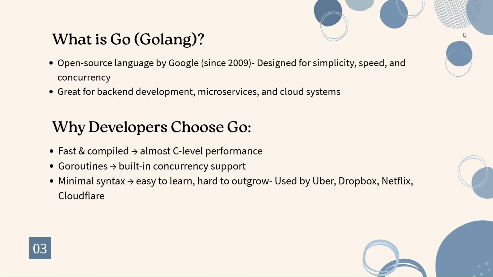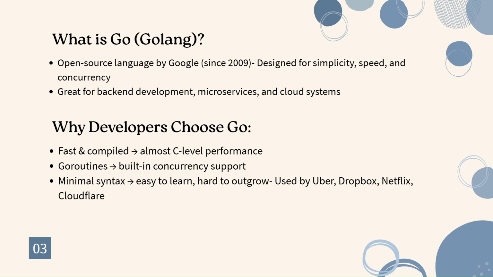So now that we have our expectations clear, let's start with a short introduction to Go itself. Go, or Golang, is an open source programming language created by Google back in 2009. The main idea behind Go is to make software development simple, fast, and efficient, unlike some languages that are very easy to learn but painfully slow, or some which are blazing fast but extremely painful and complex to learn. Go strikes a balance between both of them. It is designed for performance and scalability, which makes it perfect for backend development, microservices, and cloud systems. That's why it is used by many companies like Uber, Dropbox, and even Google itself.